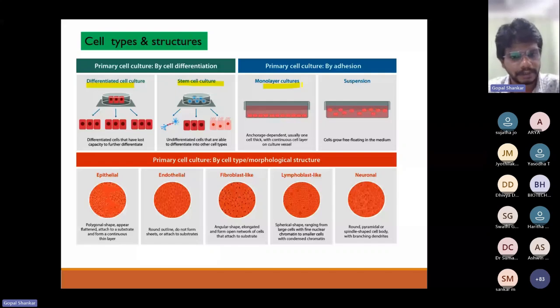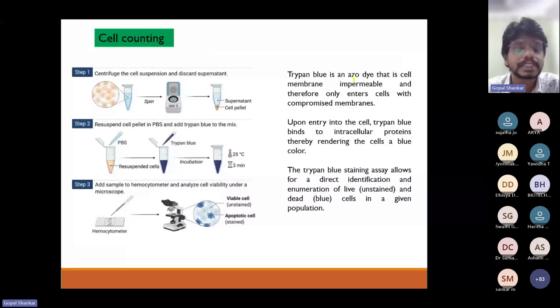So now you have the cells with you. Now you have to count the cells. So how do you count the cells? I need something called a hemocytometer. And with the hemocytometer, how do I identify whether my cells are healthy or not? Then I have a dye called trypan blue, which is basically an azo dye. And this dye is impermeable to live cells, and it can only enter the cells which are broken. So when it enters the cells which are broken, it binds with the intracellular proteins, and they give a blue color.